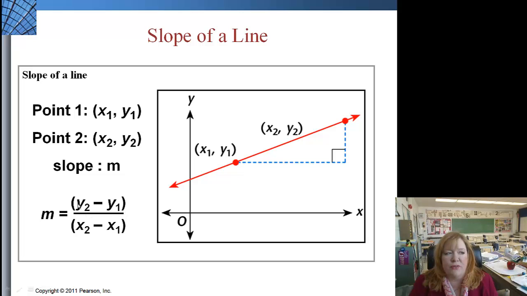So in other words, if you do the first y coordinate here, you need to do the first x coordinate over here on the bottom. So just make sure that these line up. 2 minus 1, 2 minus 1, or 1 minus 2, 1 minus 2.